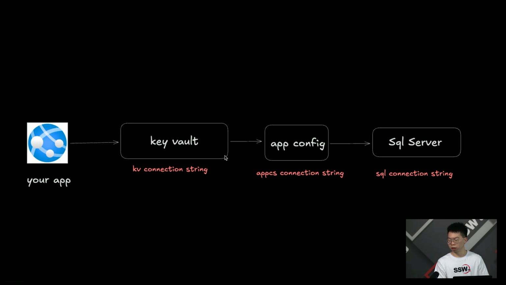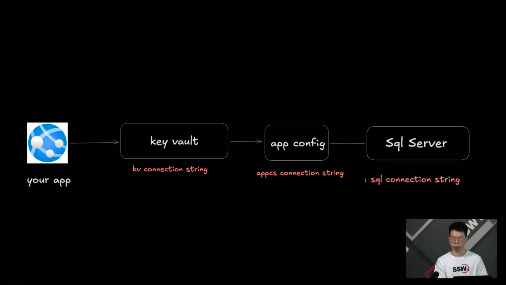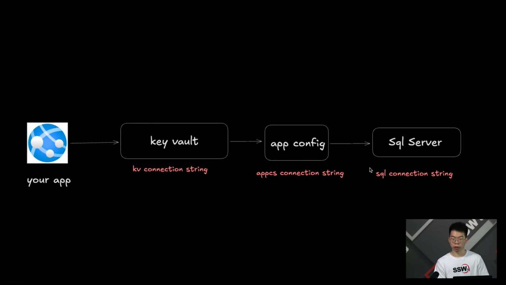And now, let's compare this scenario with your app. So your app will need to talk to Key Vault, app config, and SQL Server. They all use connection strings to communicate to each other. And now, your app will need to worry about all these connection strings as well as keeping them secure.